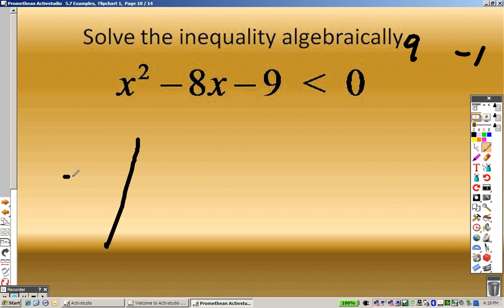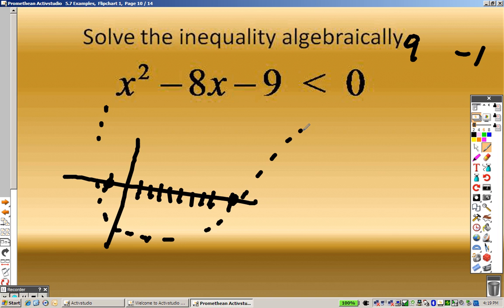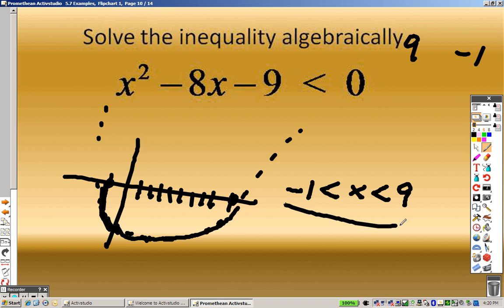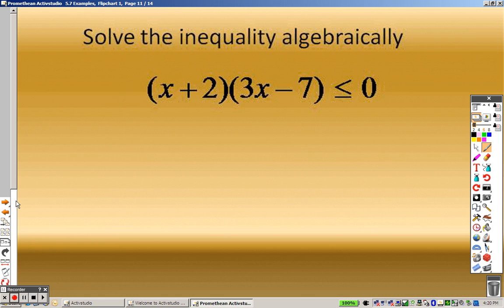So negative 1's right here. 9 is right here. That's positive, which means it goes up like this, because I just need a rough sketch. Looking for everything less than 0, which means that's everything below 0, which means it's everything in between. And how do I write in between? From low to high, just like that. The values always go in that direction, from low to high.